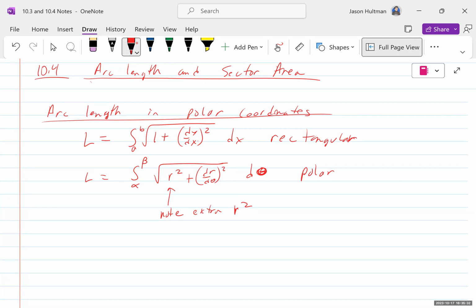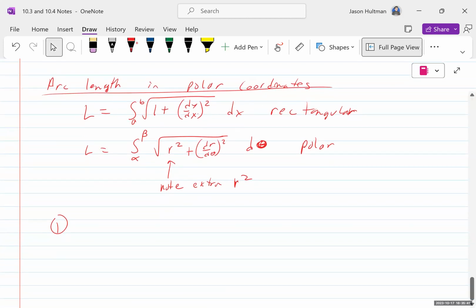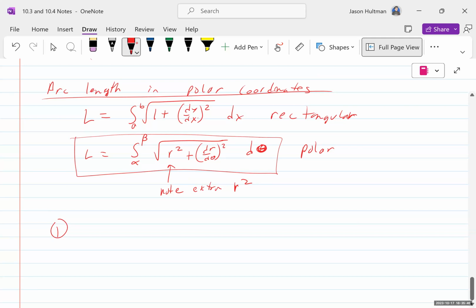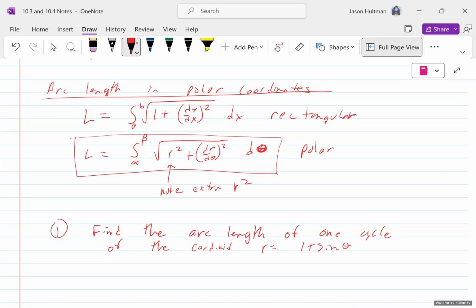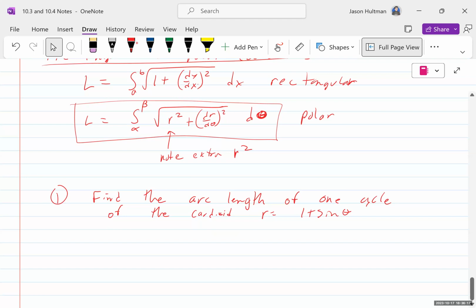So what if we stick with our friend the cardioid here? We want to find the arc length of one cycle of the cardioid r equals 1 plus sine theta. What do we need to find? We need to find dr d theta. The derivative is just cosine theta, because the 1 goes to 0 and the sine becomes cosine theta.